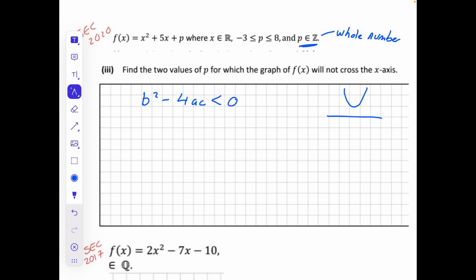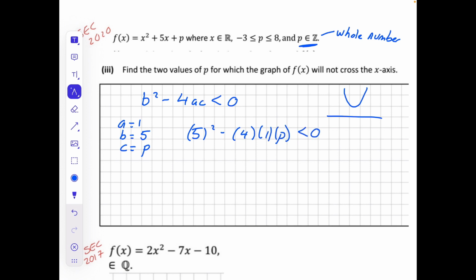Okay, does not cross the x-axis, same thing as saying has no real roots. So that's what our discriminant should look like. Now we need to write down a is equal to the number in front of the x squared, which is 1. B is the number in front of the x, which is 5. And c is the term without the x, so p.